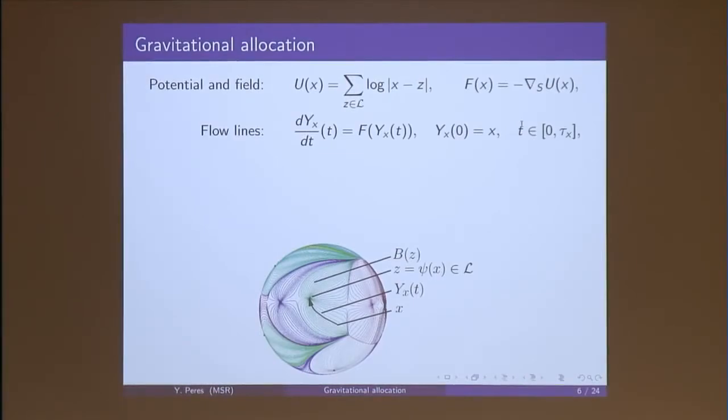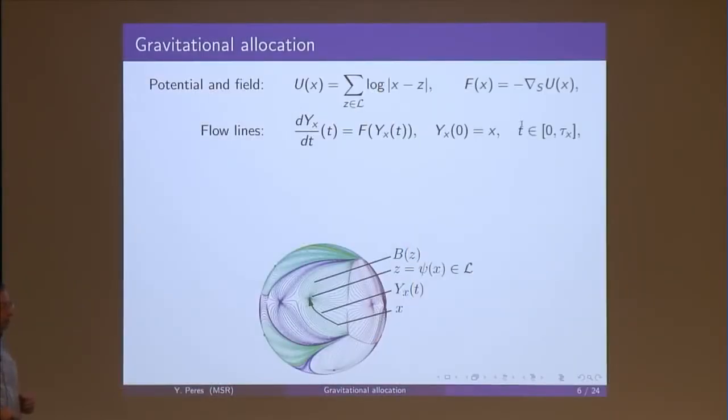And then once we've defined the force, we get flow lines via this ODE. So given the starting point x, we have a curve y_x(t) that starts at x and satisfies this differential equation until some stopping time tau_x. And this tau_x represents the time that the particle gets swallowed by a star. So this is just continuous gradient descent, if there are any optimizers here, continuous gradient descent for this potential function starting from x.